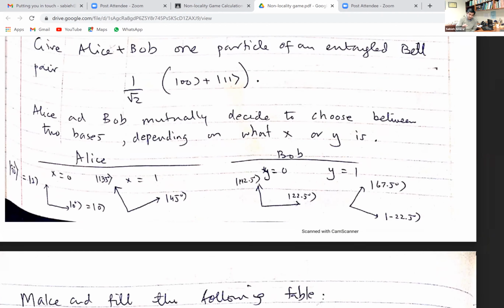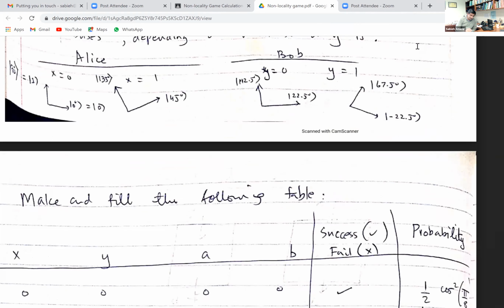And if I were to get y equals 1 as my input, I will choose another tilted frame basis in which my tilt is minus 22.5 and 67.5. So they decide on the basis, and then they make a partition with one another. They move far apart, and then their inputs start coming in.